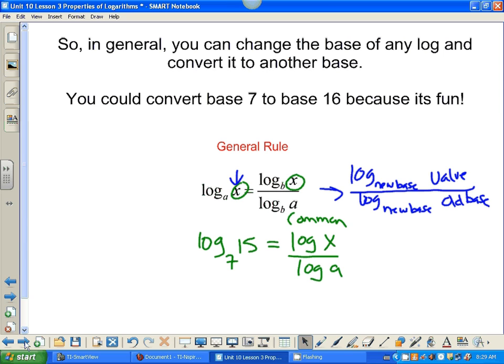So I picked the common log. I'm going to show you in just a minute that I also could have done the natural log. I could have done the natural log of x over the natural log of a. I could do log base 16 of 15 over log base 16 of 7. You can change it to any base.